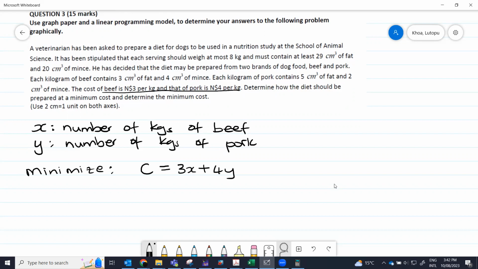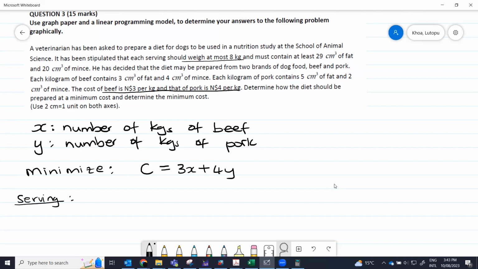$3 per kg. So how many kgs do I have? Multiply that by 3. And how many kgs do I have multiplied by 4? That will give me the total cost. And we want to minimize. And now our constraints. The first one is that each serving should weigh at most 8 kg. So this is a constraint on the serving.